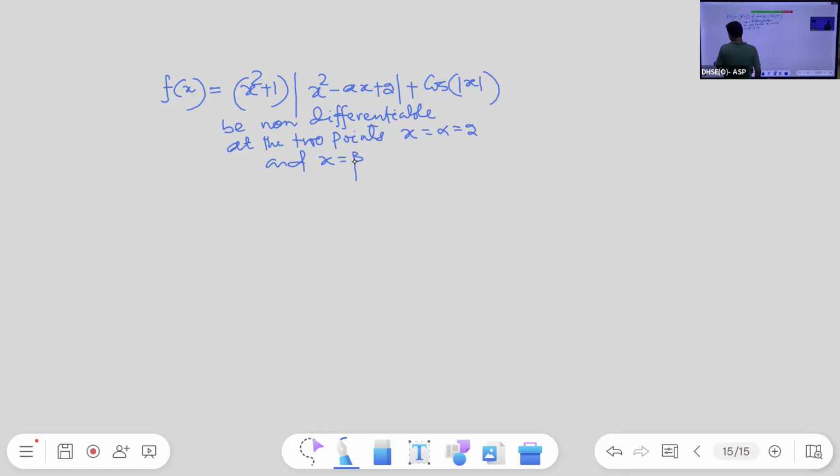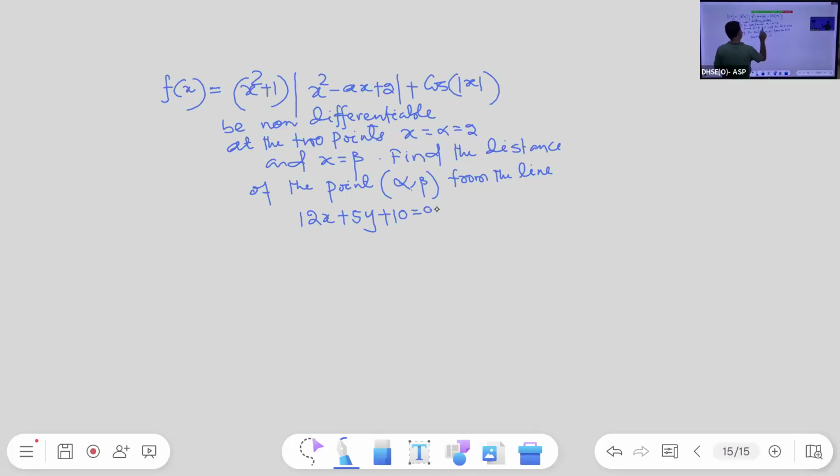Right? Then find the distance of the point alpha comma beta from the line 12x plus 5y plus 10 is equal to 0. Okay, this is the question.